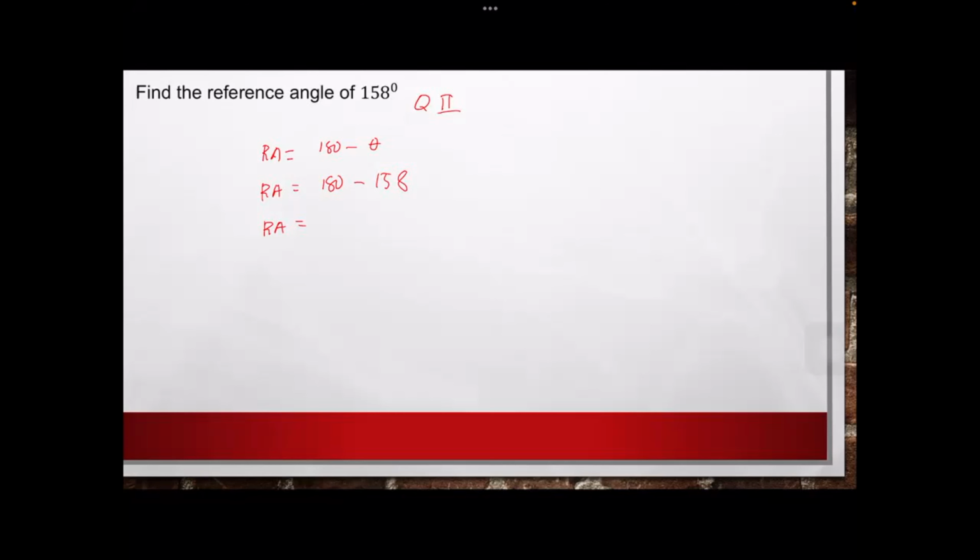Anyone? Yes, RJ. This will be 22 degrees. Yun ang ating given. Good. Question? Clarification? Nakuha naman. Next, we have to find the reference angle of 1045.